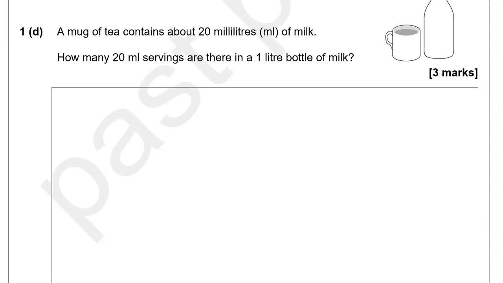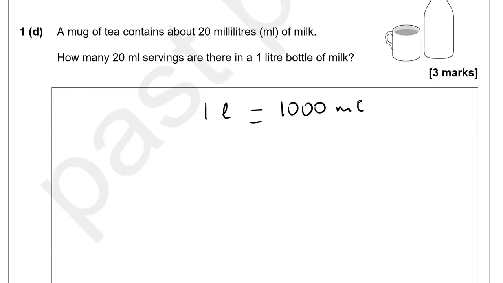A mug of tea contains about 20 milliliters of milk. How many 20 milliliter servings are there in a 1 liter bottle of milk? In 1 liter, there are 1,000 milliliters, the tiny amounts. So there are 1,000 of them. So how many 20s fit into 1,000?